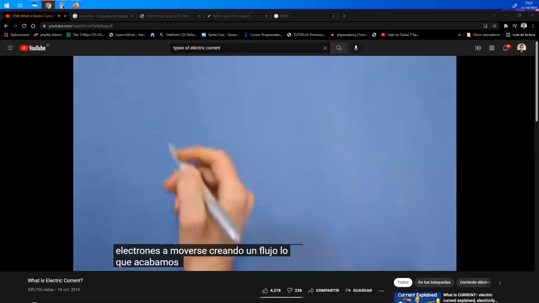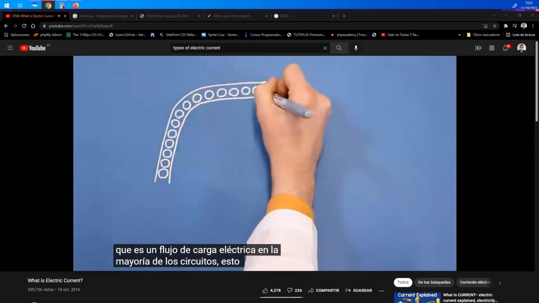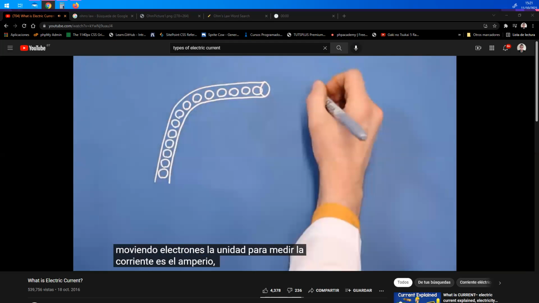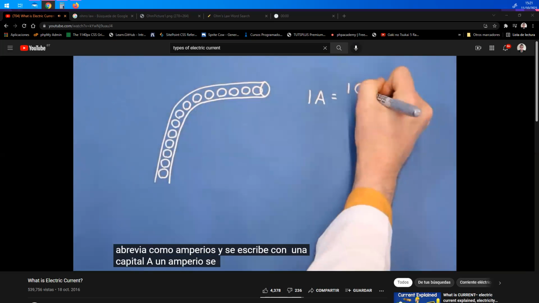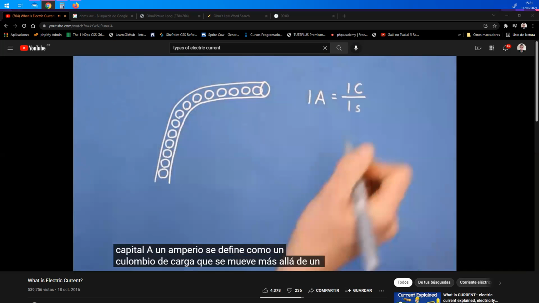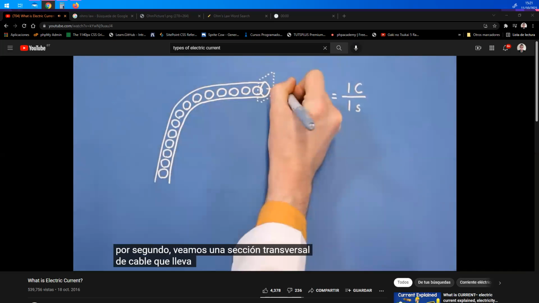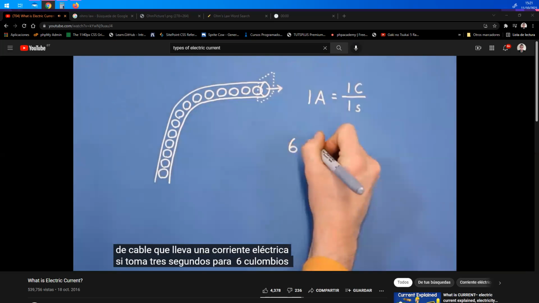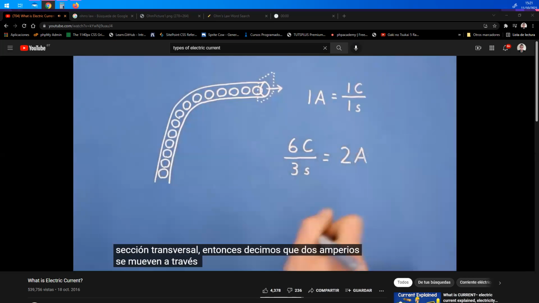What we just showed was electric current, which is a flow of electric charge. In most circuits, this is accomplished by moving electrons. The unit for measuring current is the ampere, which is often abbreviated as amps and written with a capital A. 1 ampere is defined as 1 coulomb of charge moving past a point per second. Let's look at a cross-section of wire carrying an electric current. If it takes 3 seconds for 6 coulombs of charge to move through that cross-section, then we say that 2 amps are moving through that wire.